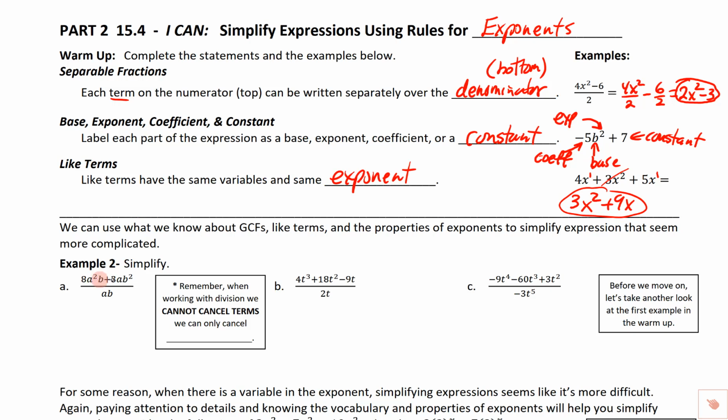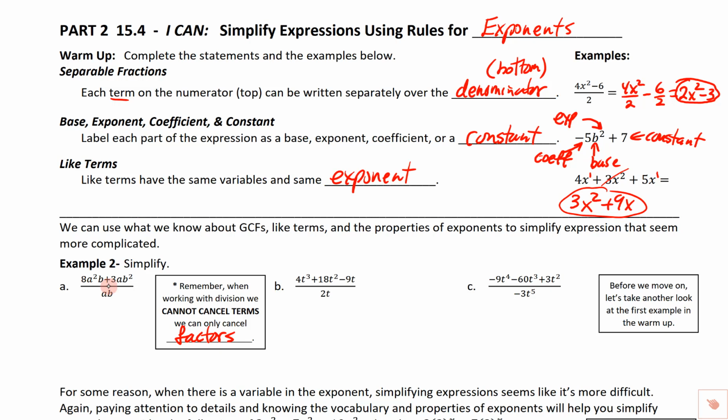You'll notice that we've got this fraction where we've got a couple of different terms on the top and then one single factor on the bottom. Sorry, a product made up of two factors, A and B. Now remember, when we're working with division, we cannot cancel terms, we can only cancel factors. So let me tell you what I mean by that.